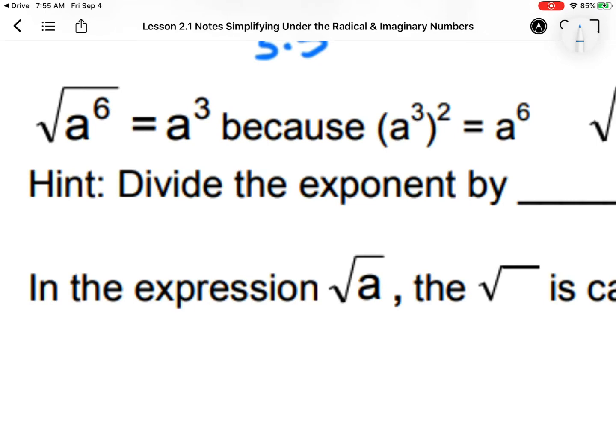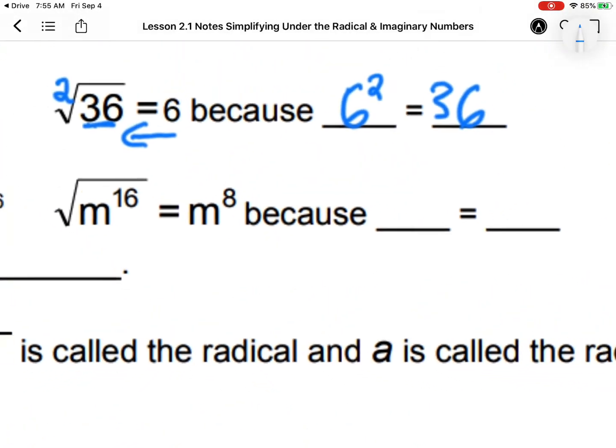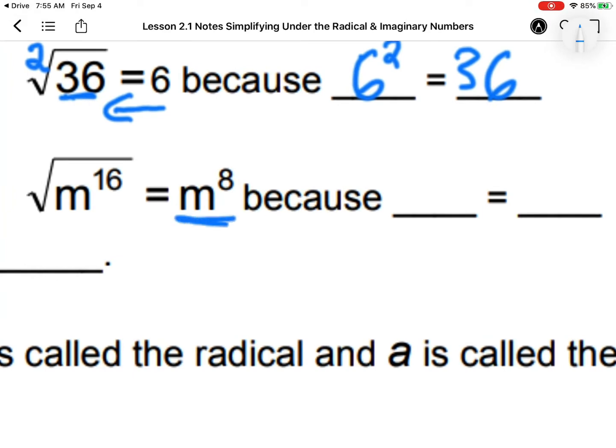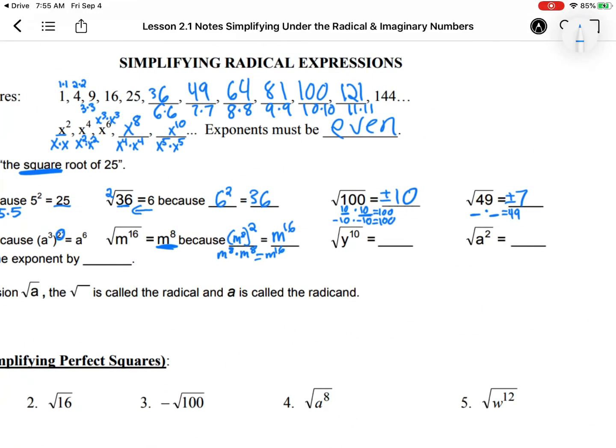All right. So with the variables, we're going to have a to the 3rd times a to the 3rd gives us a to the 6th. That's what that second is talking about. So if we take m to the 8th and square it, we're going to get m to the 16th, because we're going to do m to the 8th times m to the 8th. We're going to add the exponents together.